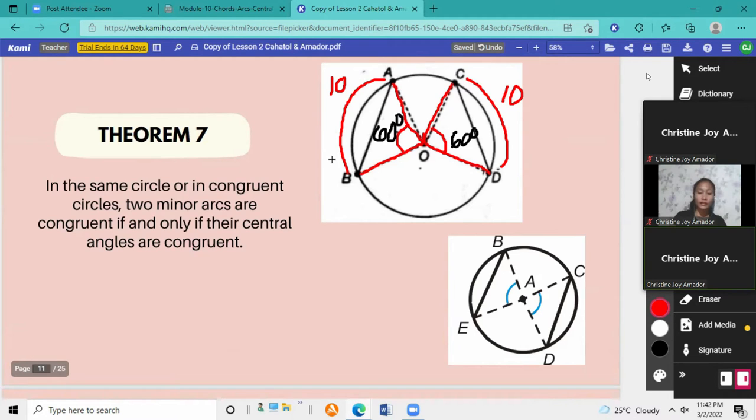The same goes if their arcs are equal, their central angles are also equal. For example, if the measurement of arc AB is, let us say, 9, arc CD is also 9, and if angle AOB is, let us say, 50 degrees, angle COD is also 50 degrees. Okay, that's it for theorem 7. Again, in theorem 7, if the two central angles are equal, their intercepted arcs are also equal.